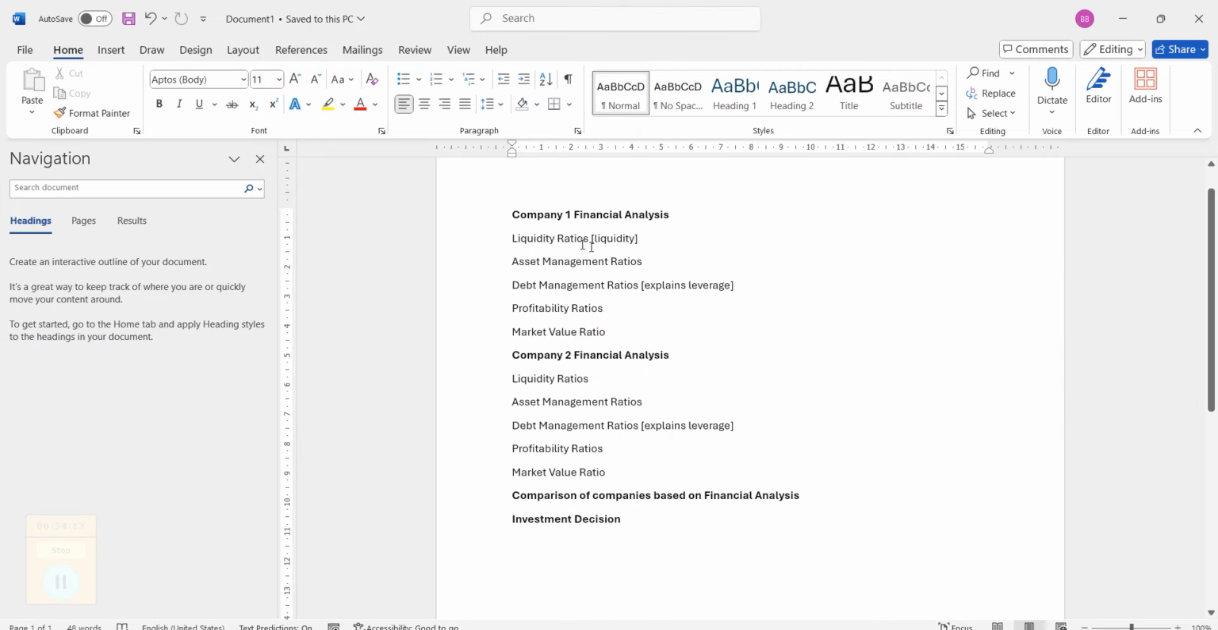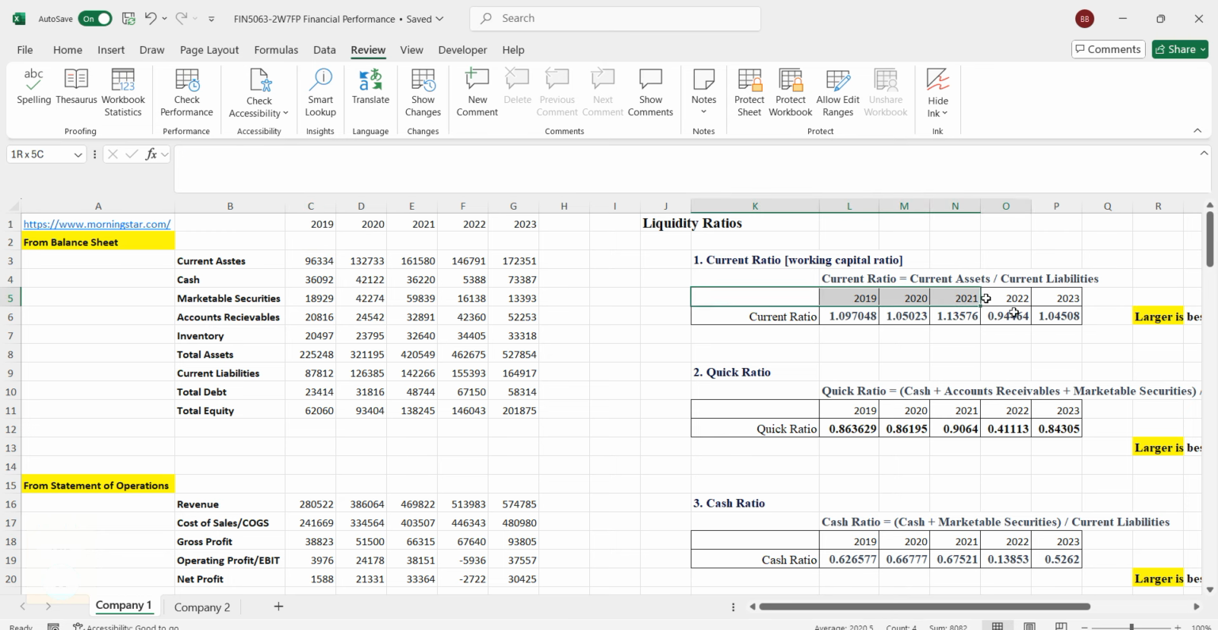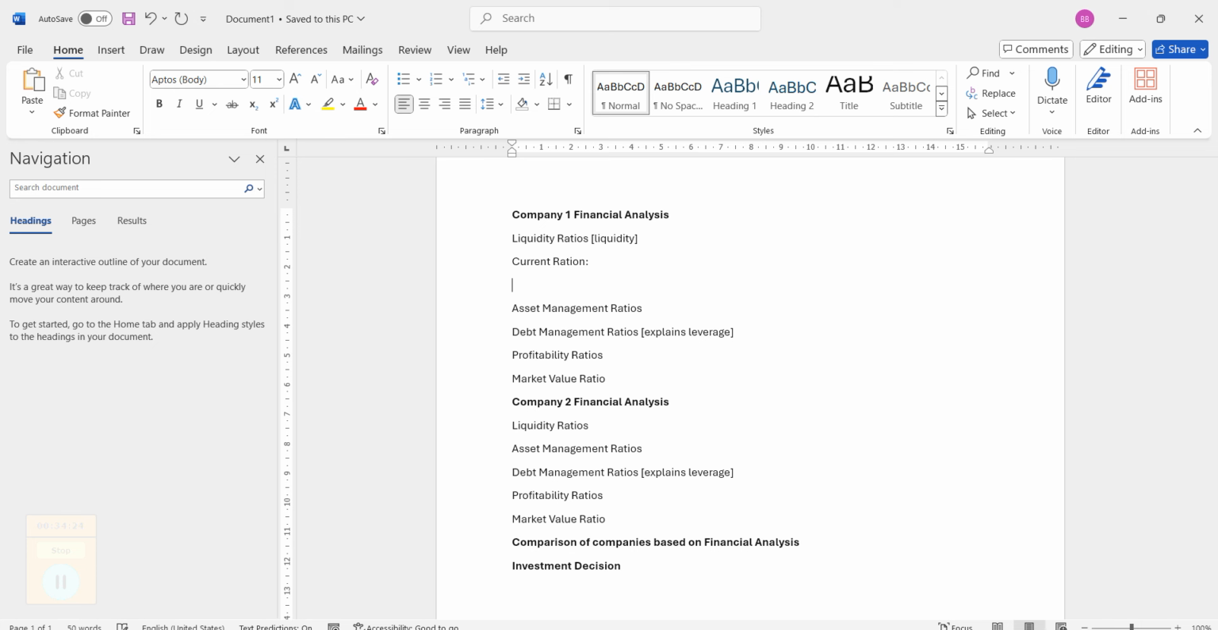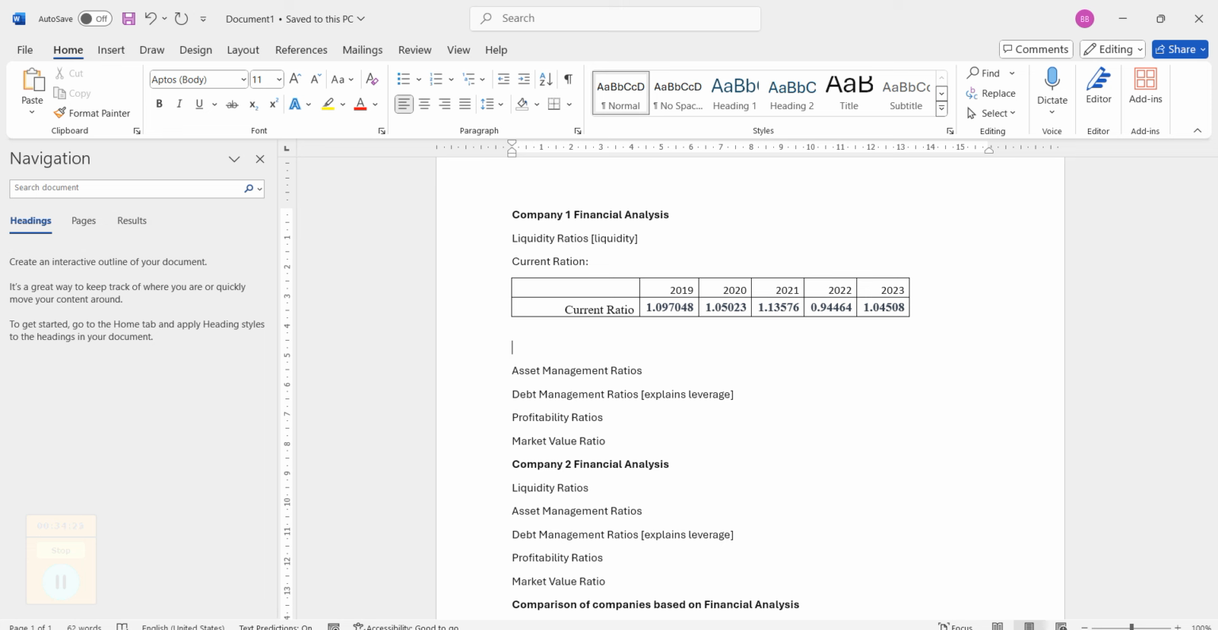In the document, under liquidity ratios, you select the current ratio and copy and paste the table here. You will mention the current ratio for the first company and include the table. Then you will interpret it. In 2019, the current ratio value is some XYZ, and over a period of time the value increased and decreased, with some ups and downs, and finally it became some XYZ ratio. Compared to 2019, it has reduced or increased, whatever it is. Based on that, you will explain whether it is a good sign or a negative sign.